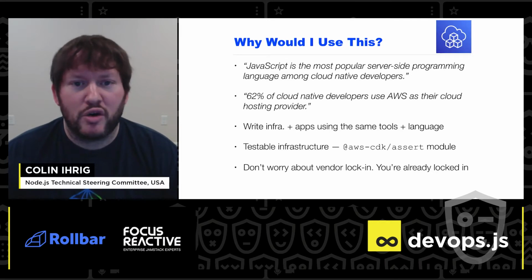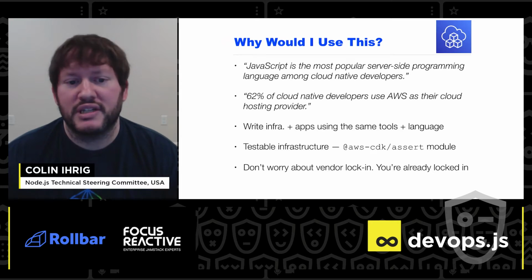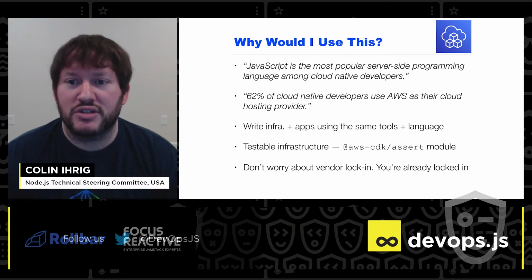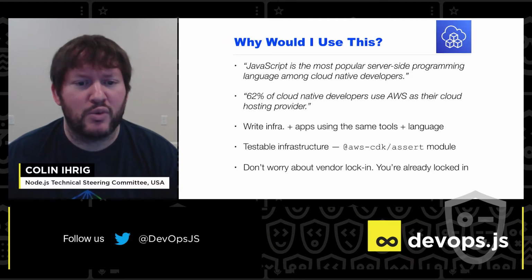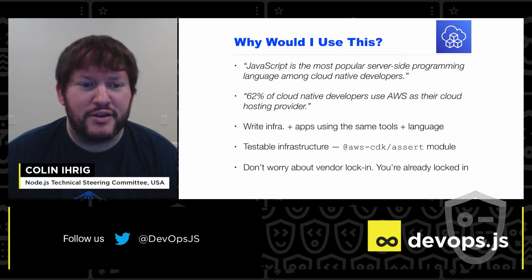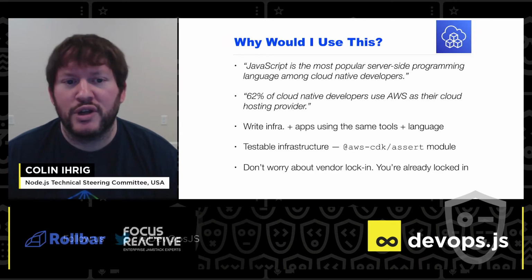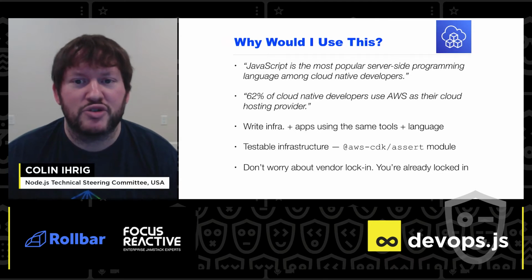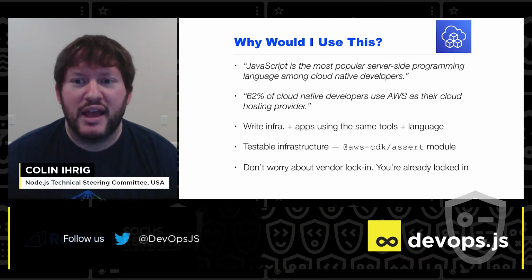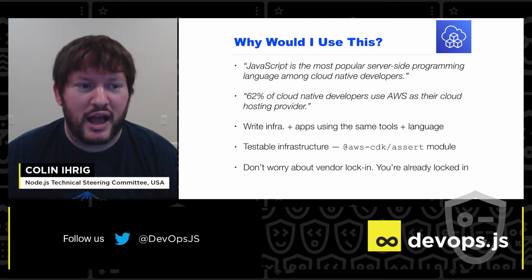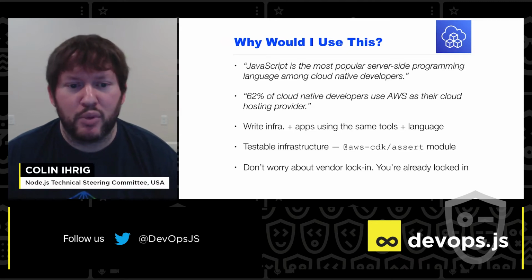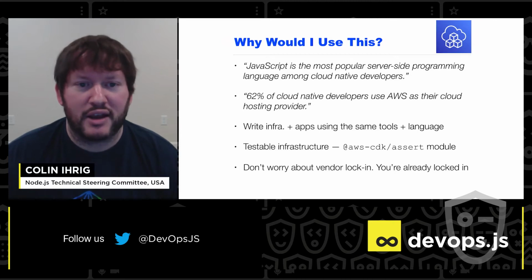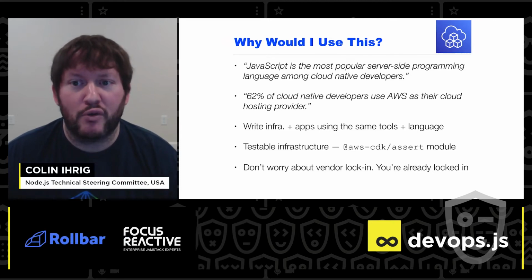The CDK also offers you testable infrastructure. There is an AWS CDK/assert module. It integrates really well with Jest and snapshot testing. And the last thing I want to mention is you really shouldn't worry about vendor lock-in because you're probably already locked in. Unless you have the most extremely trivial app, being able to go from AWS to something like Azure is probably going to require some effort in porting. So the CDK is not going to lock you in any more than you're already locked in.